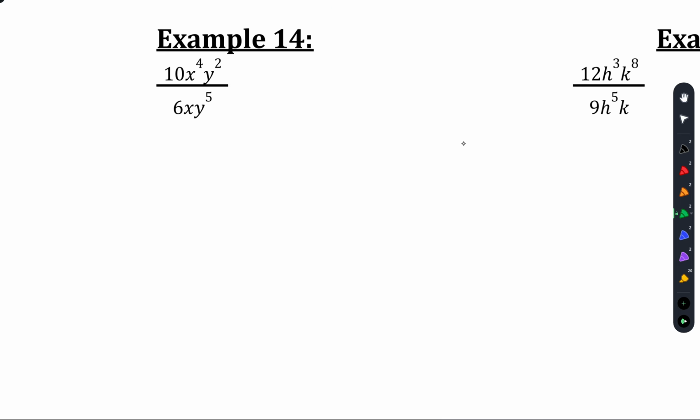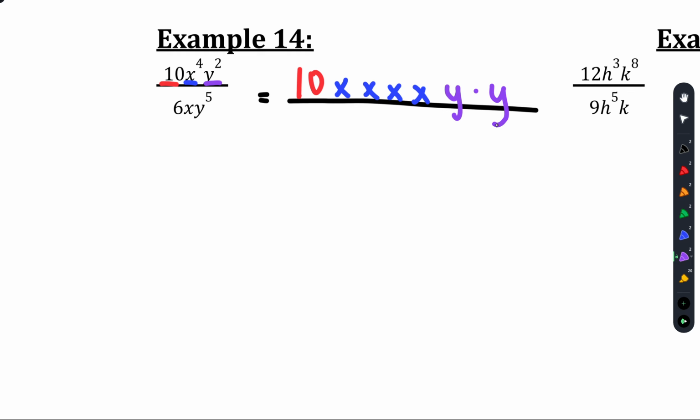Okay, example 14. I'm going to expand the top and the bottom. I'm going to color code everything so everything gets the same color. I'm going to put 10 here. I want 4 x's. 1, 2, 3, 4. And I want 2 y's. On the bottom, I have a 6. I have just 1 x. And I have 5 y's.